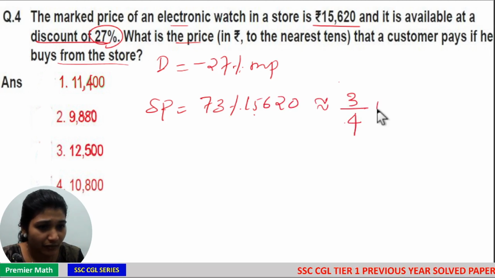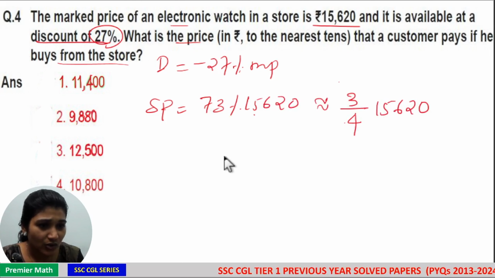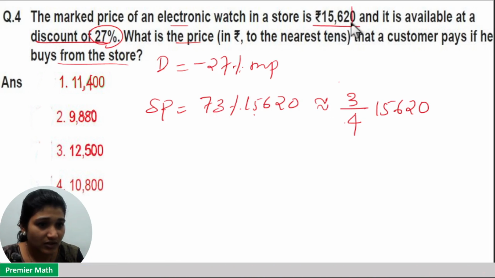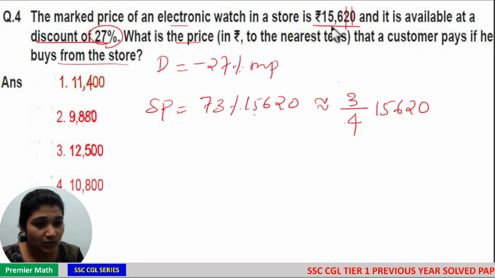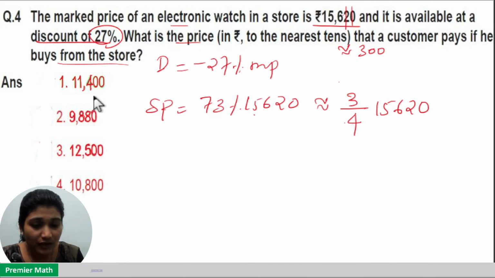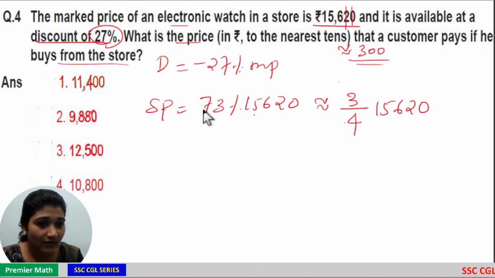So I will take 3 by 4 of 15,620, because if you look at this, 10% of 15,620 is 1562 and 1% is around 156. So 2% means 156 into 2, that is around 300 rupees. Now here in the options, the difference between each option is more than 300. So we can take 75% instead of 73%.